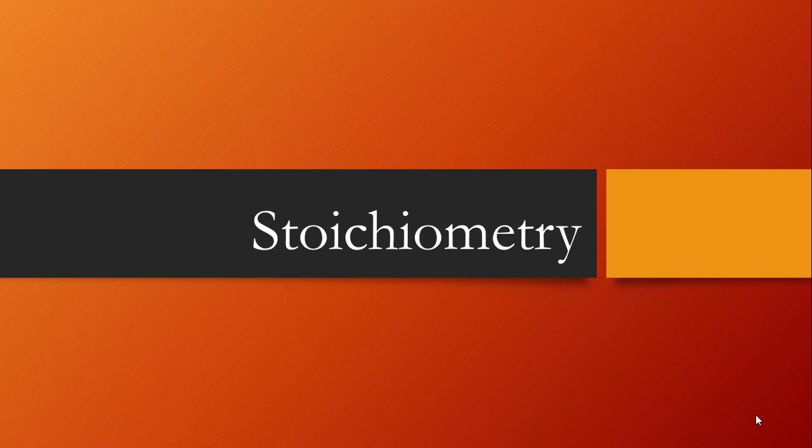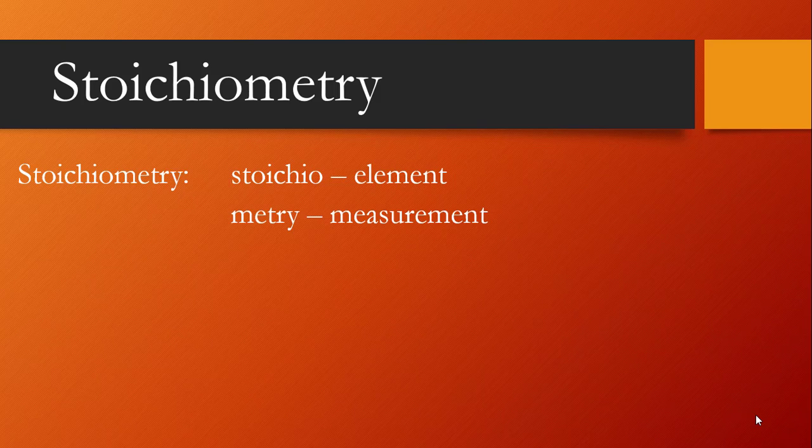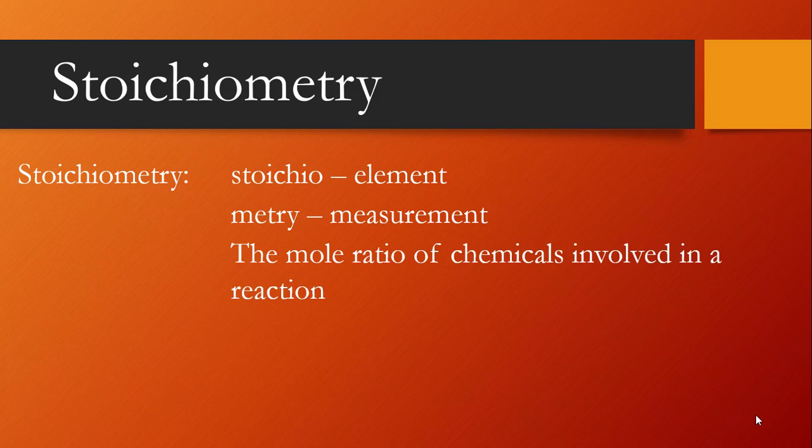This is the first of several videos on stoichiometry, and this one is on the most basic form of stoichiometry, which is mole-to-mole stoichiometry. And we need to start by defining things. Stoichiometry comes from two Greek words, stoichio, or element, and metry, measurement. And it is essentially measuring the ratio of chemicals involved in a reaction, and it is a mole ratio.